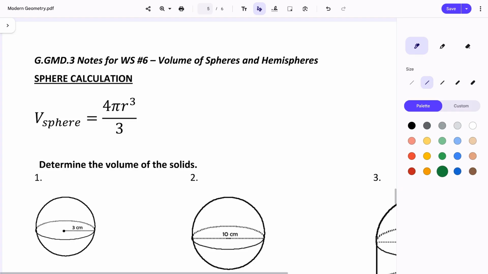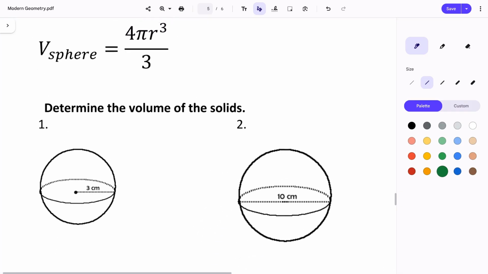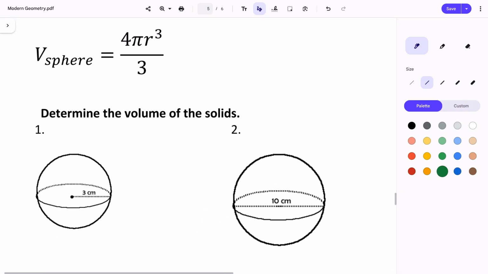So let's get into some examples here. For the first one, do we have the radius? Yeah, what is it? 3. So I'm just going to plug it into my formula. 4 pi times 3 to the 3rd all over 3.